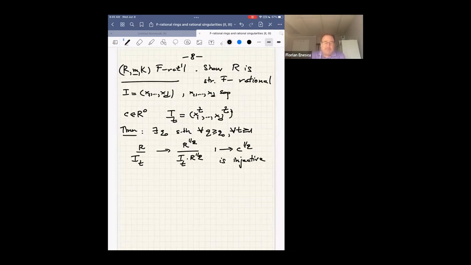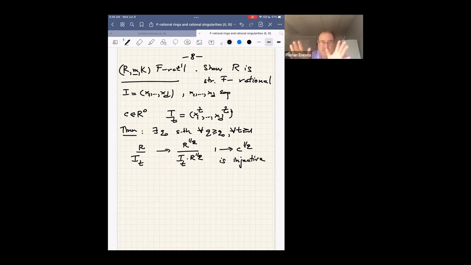All right, so I'd like to finish in the last 5 minutes of this lecture two with a proof of the fact that an F-rational ring is actually strongly F-rational. Okay. So let's set up the notation for that. I'm starting with an F-rational ring. I want to show it's strongly F-rational, and I'm going to denote x1 through xd to be a system of parameters, and I'm going to take c, an element not contained in any minimal prime, and I index I_t as being the ideal generated by x1 to the power t, ..., xd to the power t.